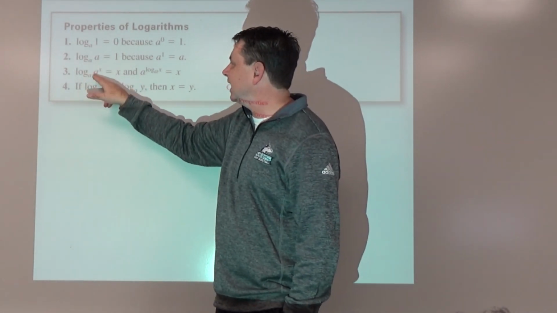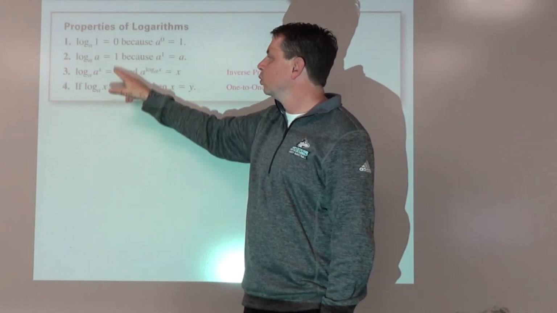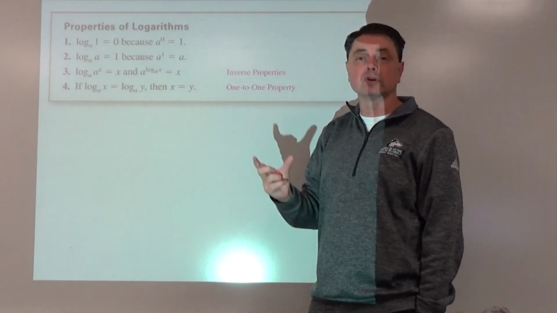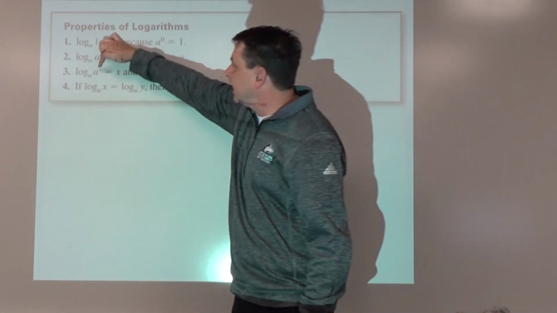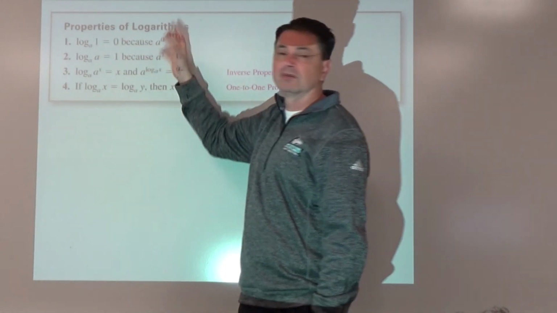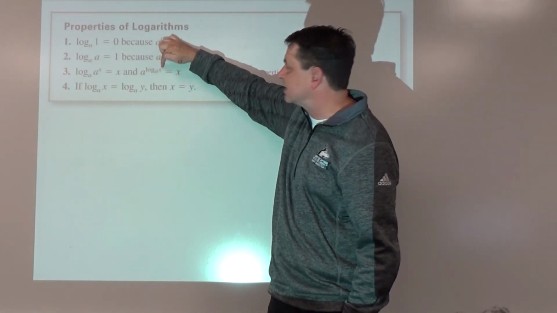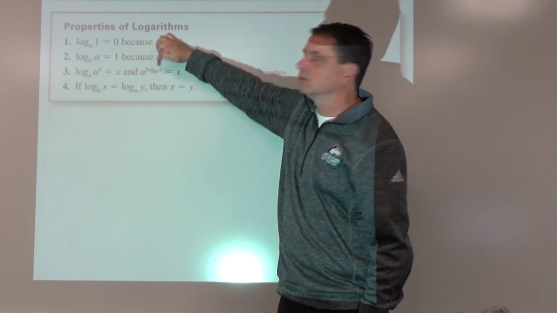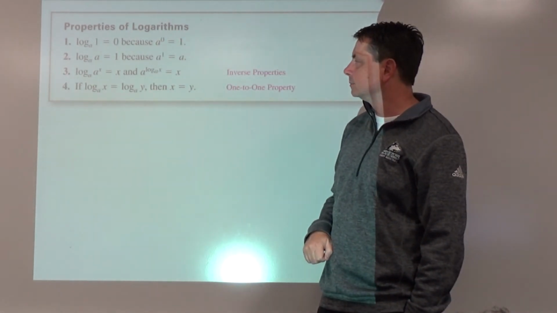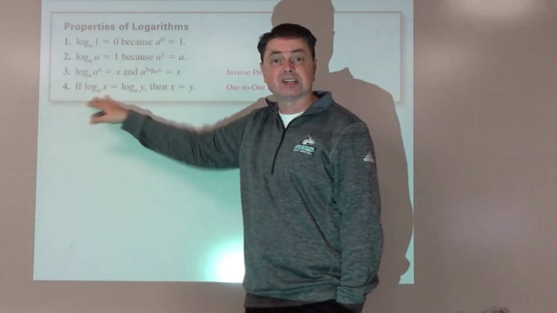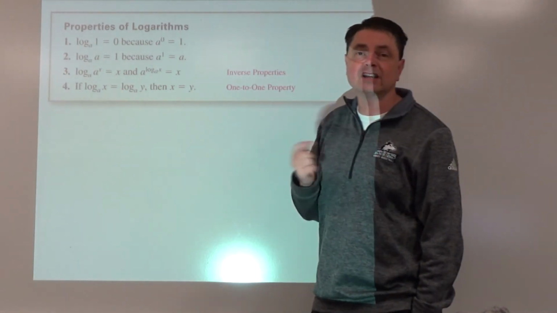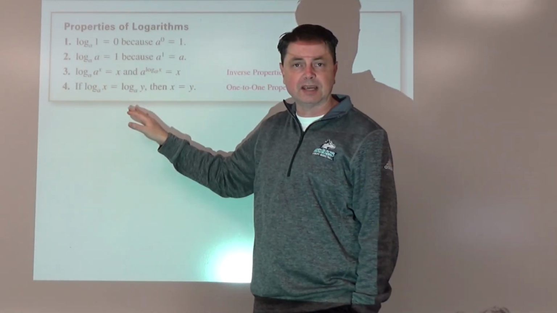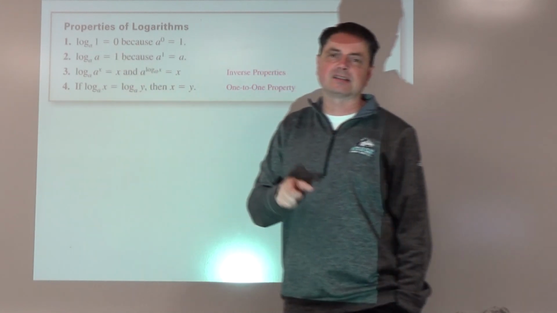Log base A of A to the power of x will be x. Log base A and A to the power of are inverses, so they kind of cancel each other out. The answer is the exponent. And then the reverse of that, A to the power of log base A of x, is the same thing. A and log base A cancel each other out, and we're left with the argument. And then a one-to-one property, very similar to what we saw for exponential functions. Log base A of x equals log base A of y. As long as the bases are the same, that guarantees that x has to equal y.